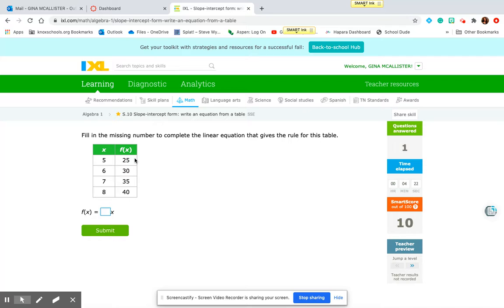On this one, we're looking for slope. So we're looking for the change in y over the change in x. I can take my second number minus my first number. 30 minus 25 is 5. So my change in y is 5. Over my change in x, we're adding 1 over here. 5 over 1 is 5 divided by 1, which equals 5.